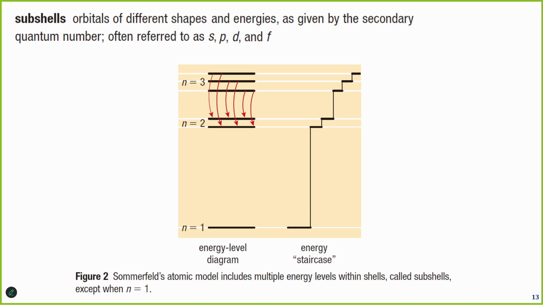In 1915, a German physicist, Arnold Sommerfeld, studied the hydrogen atom spectrum in detail. To explain the actual lines, Sommerfeld proposed a secondary quantum number as a way to describe electron energy sublevels, or subshells, which are orbitals of different shapes and energies, as given by the secondary quantum number. The secondary quantum number is often referred to as s, p, d, and f.